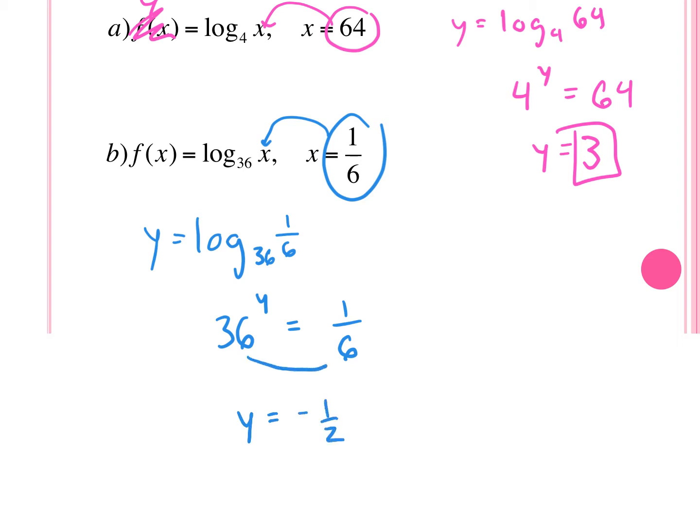So when you're going to a smaller number, it has to be a fraction, because remember, if you had 36 to the 1/2 power, that's the same thing as saying the square root of 36, which is 6. So that's where we get that 1/2 from. And the negative is what turns it into a fraction.